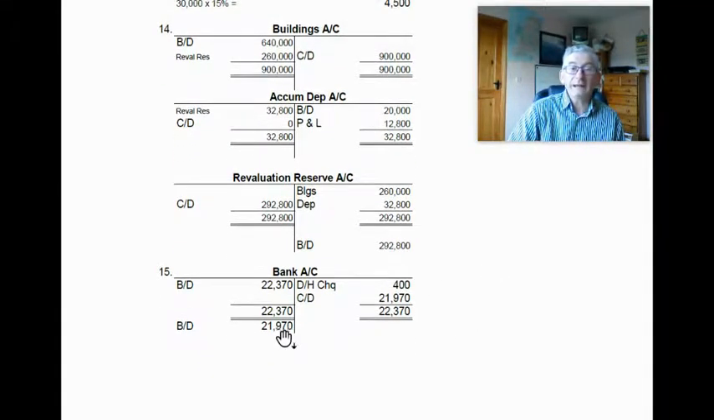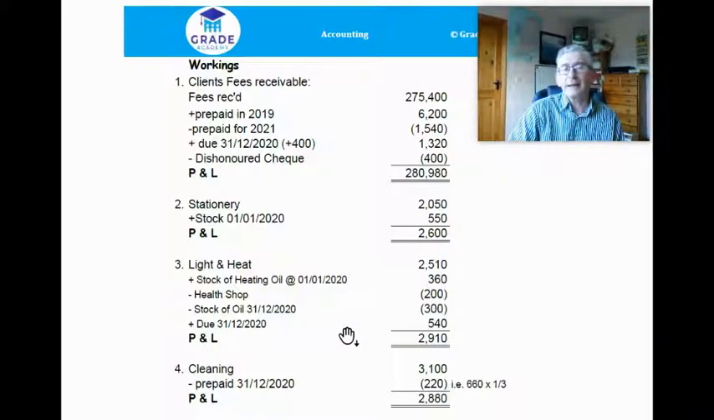The other thing we must watch, and just remember not to forget, is our bank balance was 22,370. But not forgetting, there was a dishonored check of 400. Now, what have we done with that dishonored check? We have credited our bank account, and we have debited our debtors or our clients' fees receivable account with that 400, because they owe us that 400 again. So now the correct balance in our bank account should read 21,970.